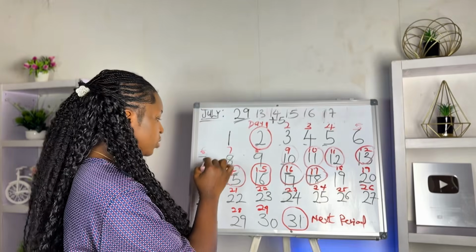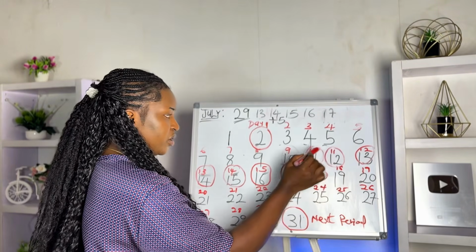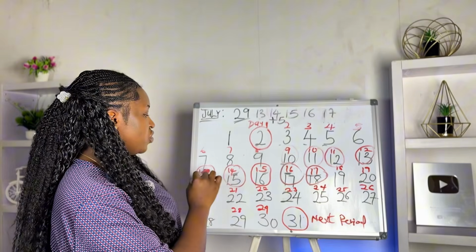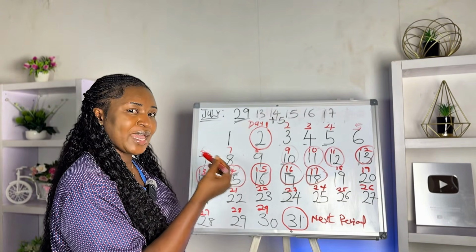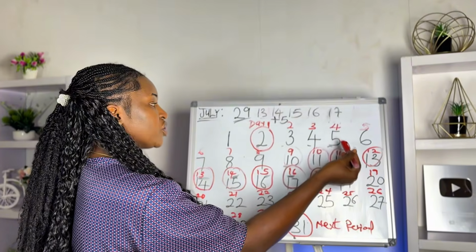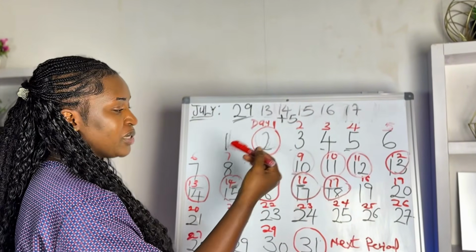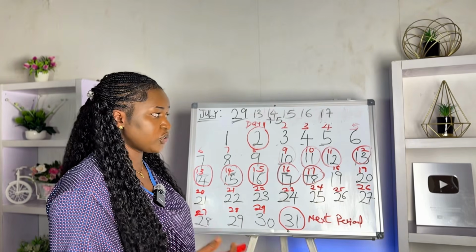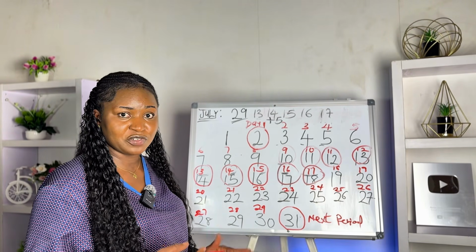So you count backwards 1, 2, 3, 4, 5. From this day 9, if she has sexual intercourse and she happens to ovulate on day 13, she could get pregnant. Or if she has sexual intercourse on day 11 and she happens to ovulate on day 15, she could get pregnant. This is how you calculate your fertile window. So I believe you now understand how to calculate your fertile window.